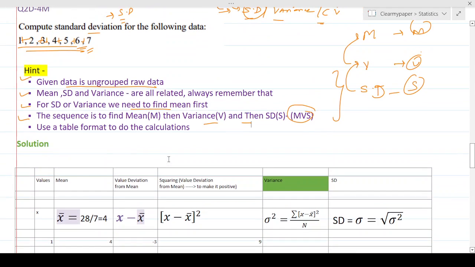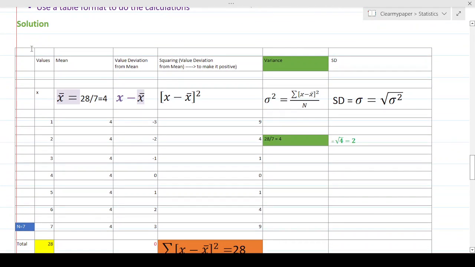First and foremost, we have all the values here, 1 to 7. We have 7 values given in the sequence. Let's write it down: 1, 2, 3, 4, 5, 6. I've written all the values here. That means n is equal to 7, the number of values: 1, 2, 3, 4, 5, 6, 7. So n is equal to 7, and these values are also the x for which we need to find the mean. Hence we need to add them.